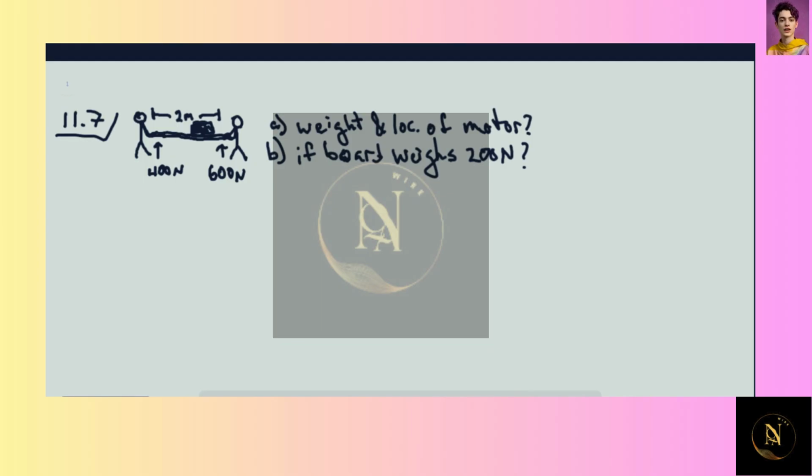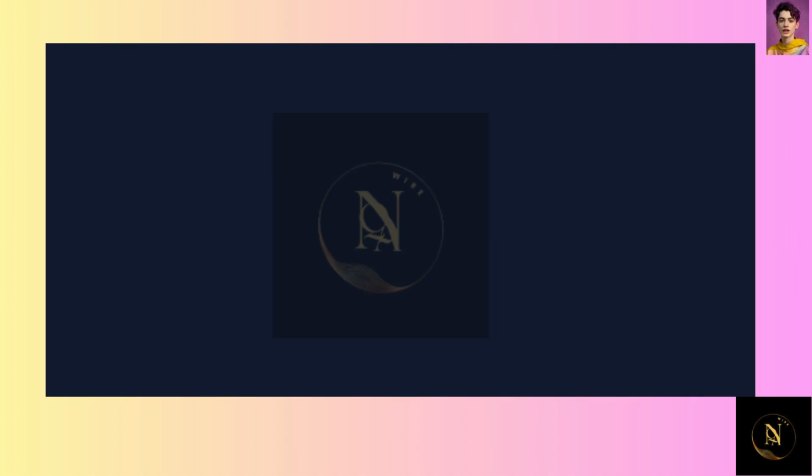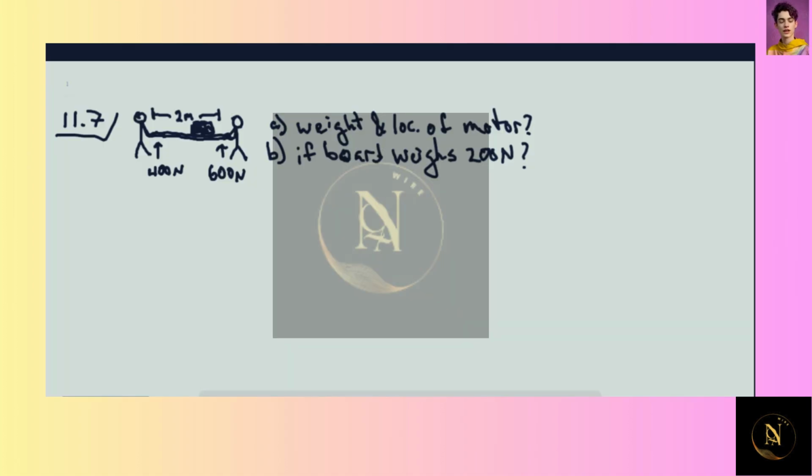And then in part B, if the board, instead of being so light we can neglect its weight, weighs 200 newtons, where would the motor have to be and what is its weight for this to be true?